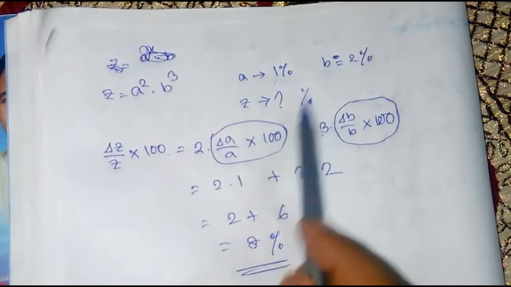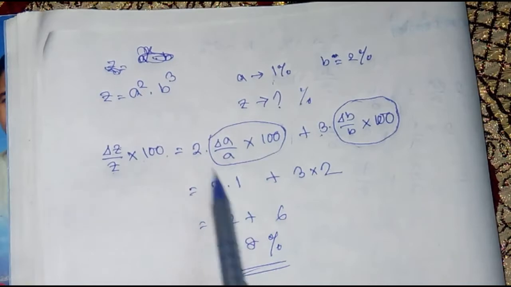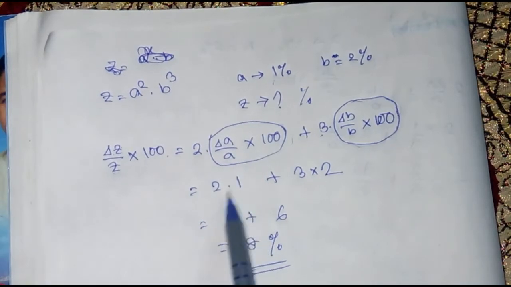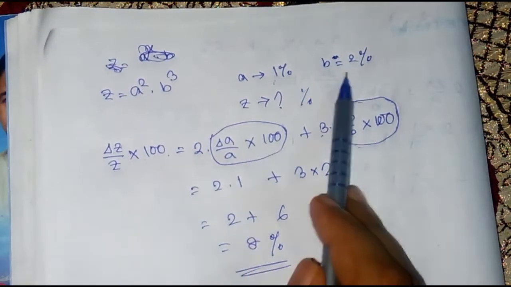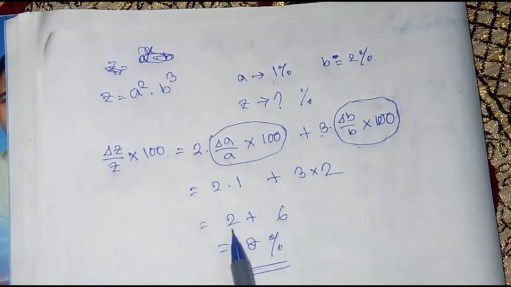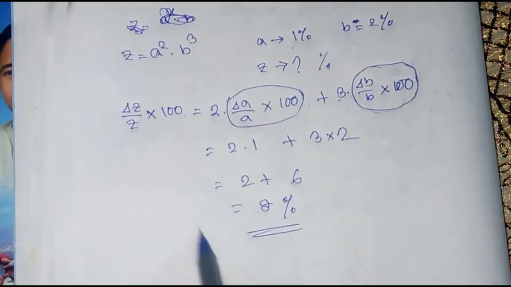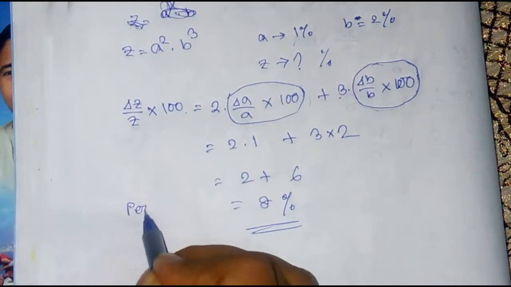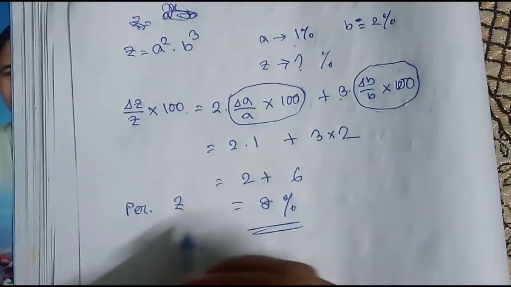So it is given that 1 and 2. So I have written 2 and the percentage error is 1, so 2 into 1, and here the percentage error of b is 2, so I have written 3 into 2. So it comes to a value of 8%. So the percentage error of z is 8%.